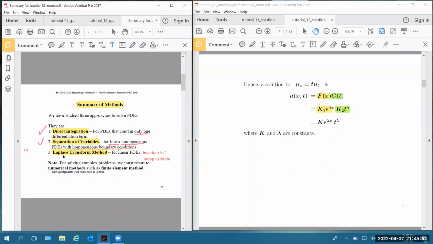Let me type here: zero boundary conditions. All right, so that's the meaning of homogeneous boundary conditions.